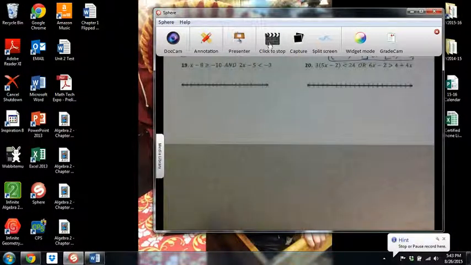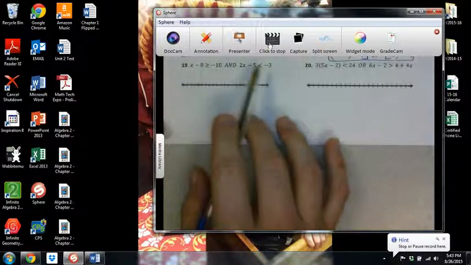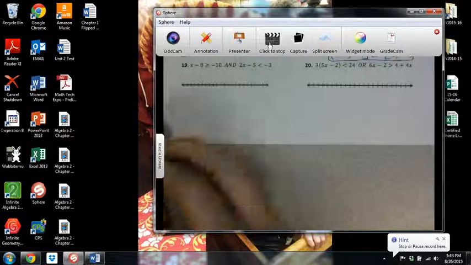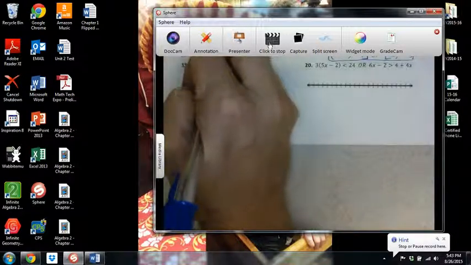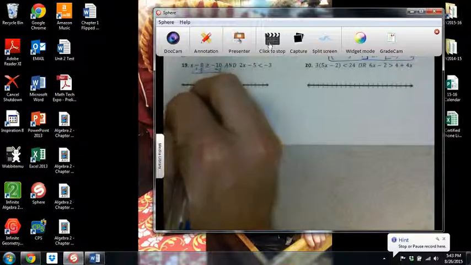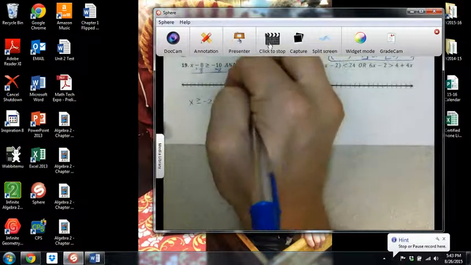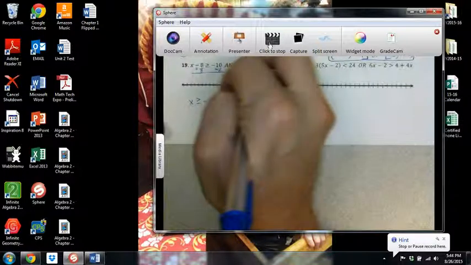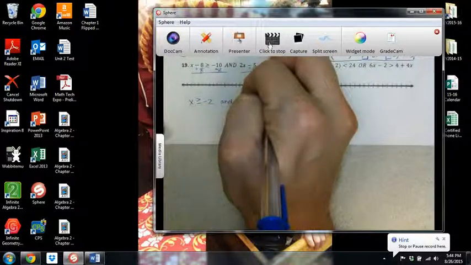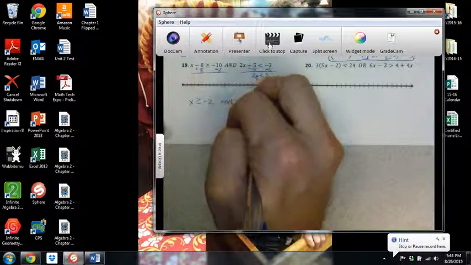Questions 19 and 20 are a little less complicated than the absolute value inequalities. For number 19, I want to simply solve both inequalities so that I can graph it. So I'm going to add 8 and add 8, and then skip down underneath and say x is greater than or equal to negative 2. And over here I would add 5 and add 5. I get 2x is less than 2. And when I divide by 2 on both sides, I get x is less than 1.